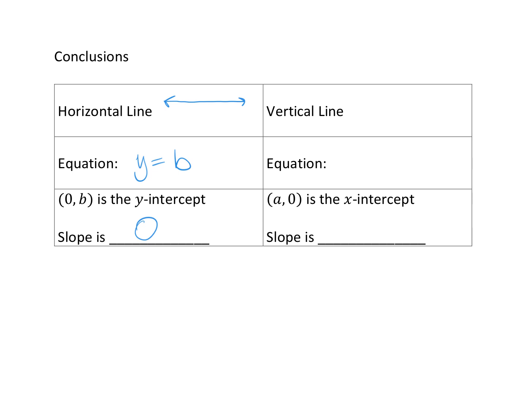Now a vertical line is going to look like this. And every point on it is going to have the same x coordinate. So its equation is x equals something. And that something is going to be its x-intercept, a comma 0. And we saw earlier that a vertical line has a slope that is undefined.